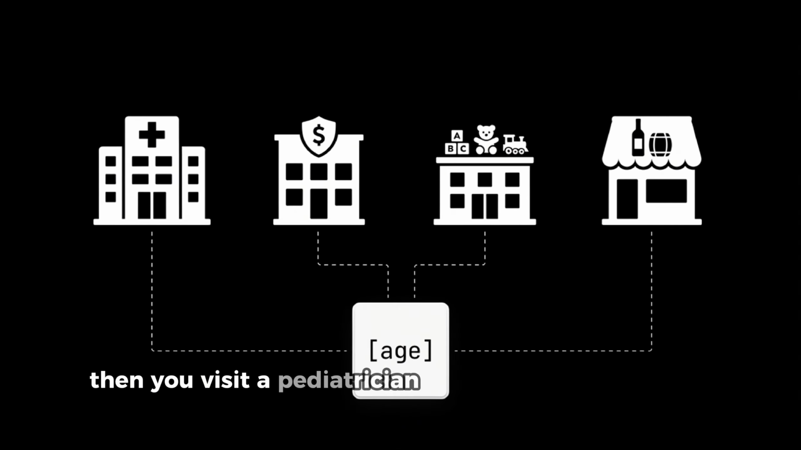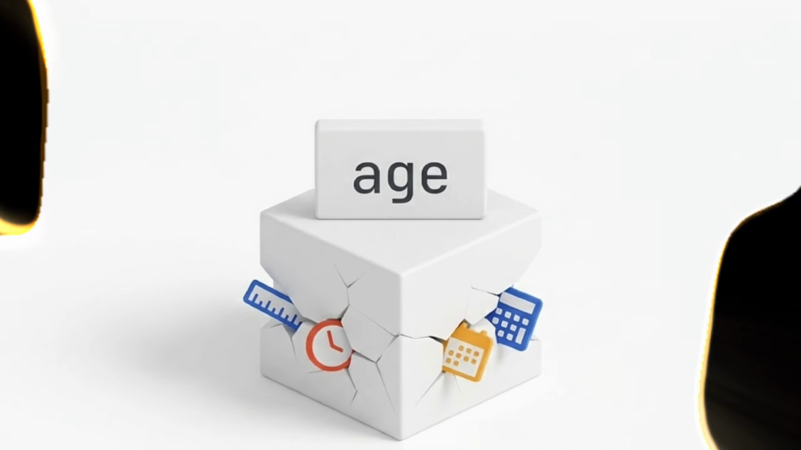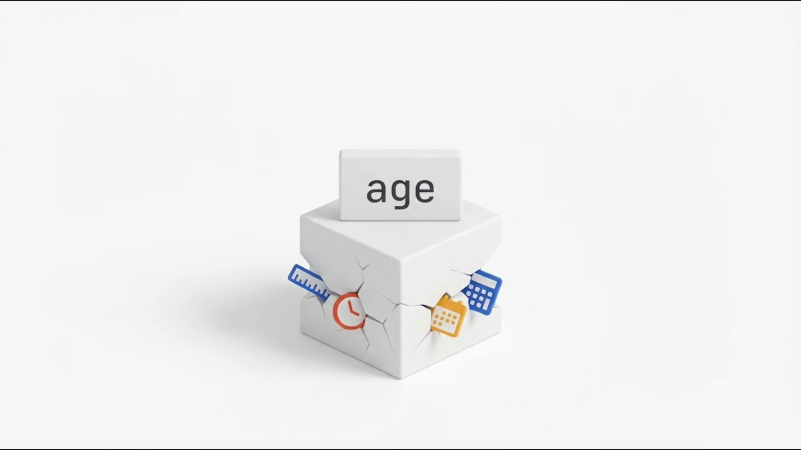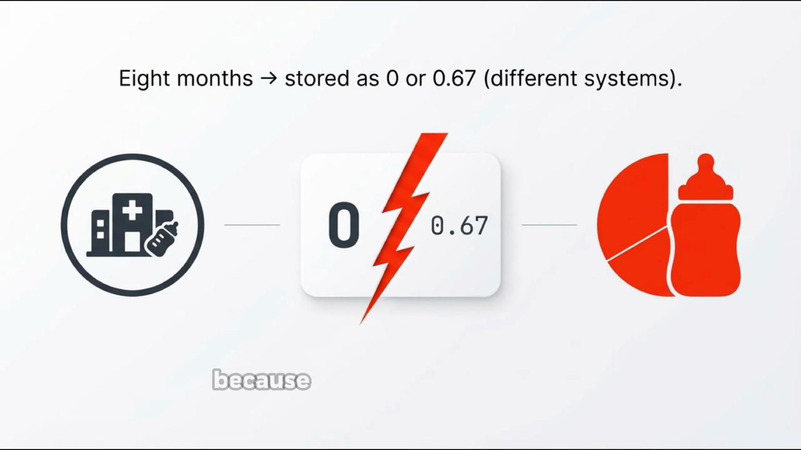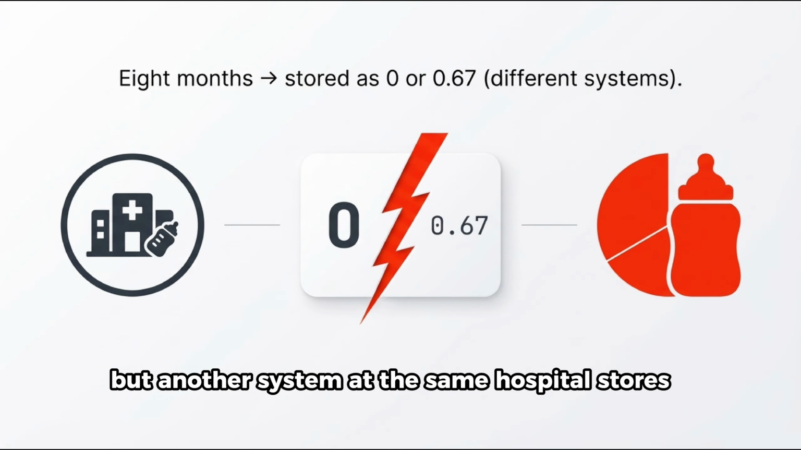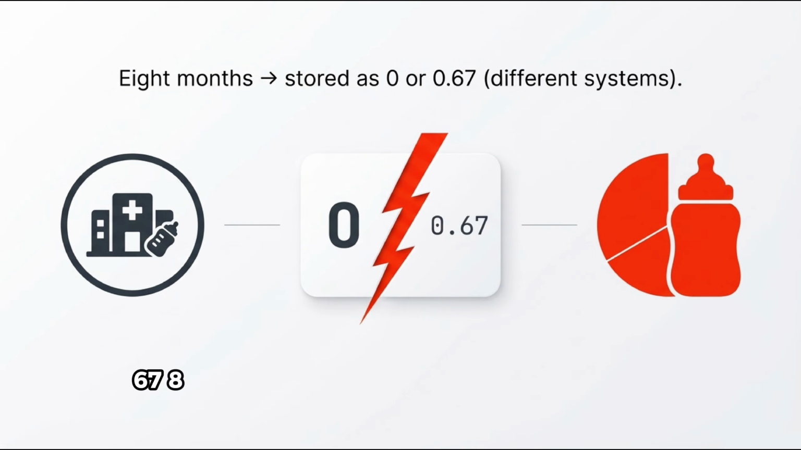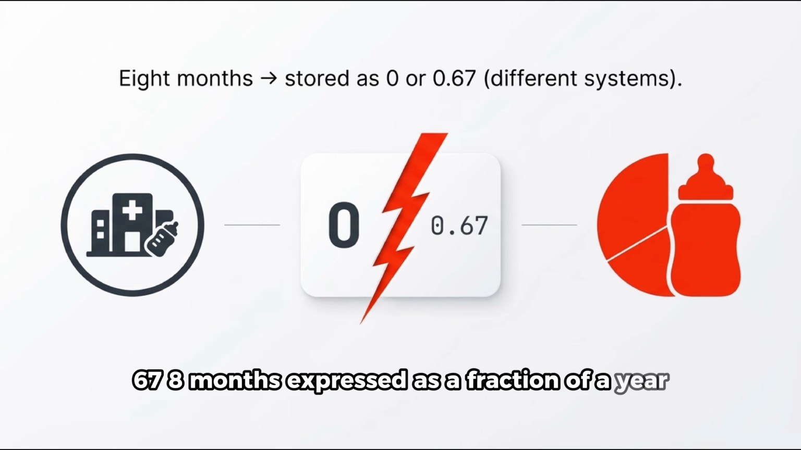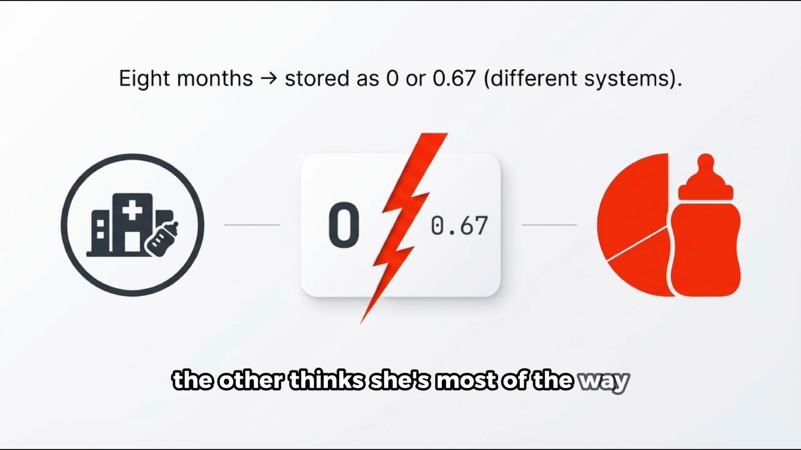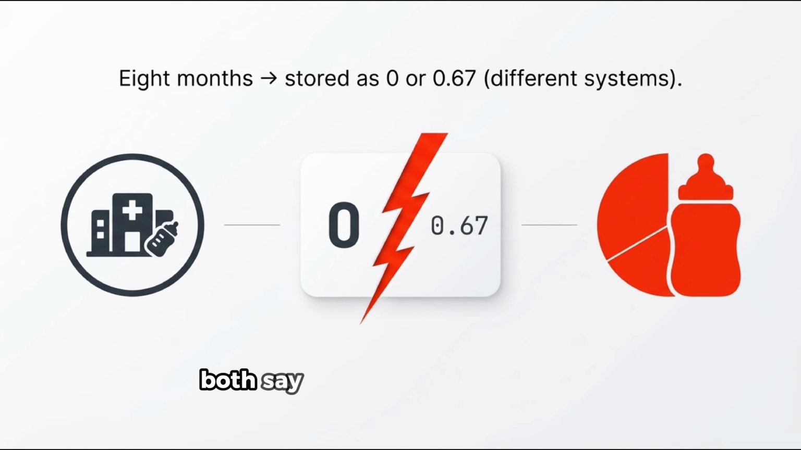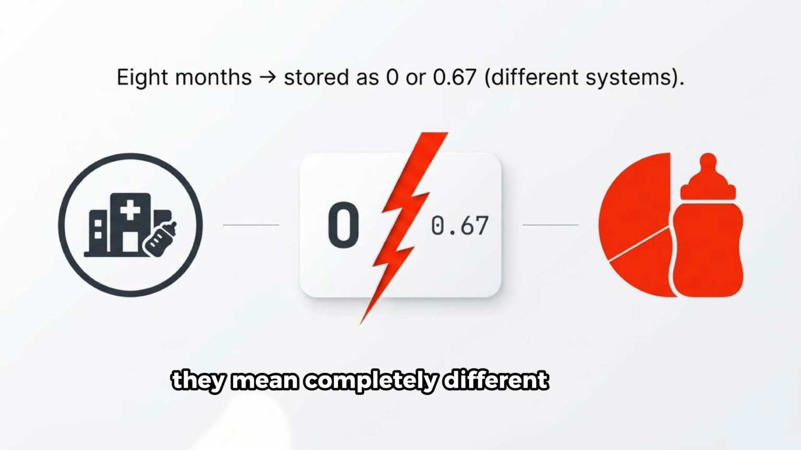Then you visit a paediatrician for your infant daughter. The doctor asks her age. You say 8 months. The system stores 0 because she hasn't turned 1 yet, but another system at the same hospital stores 0.67, 8 months expressed as a fraction of a year. One system thinks she's a newborn, the other thinks she's most of the way through her first year. Both say age. Both store a number. They mean completely different things.